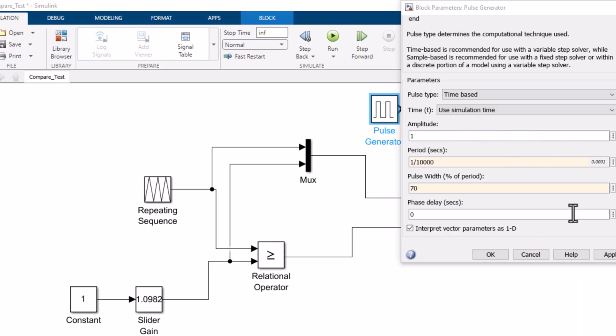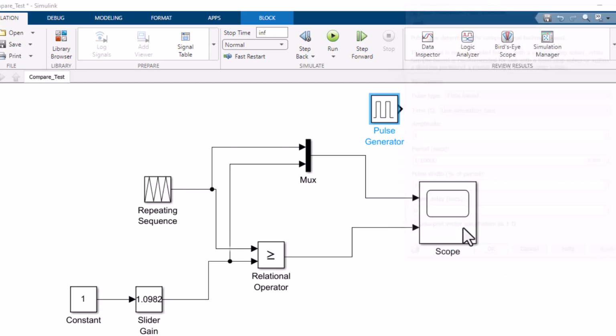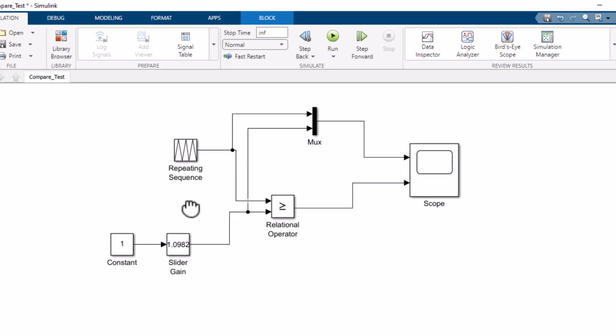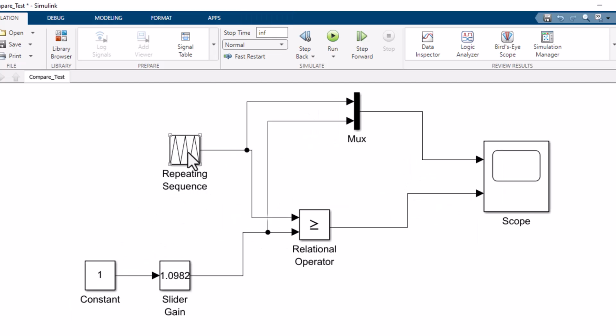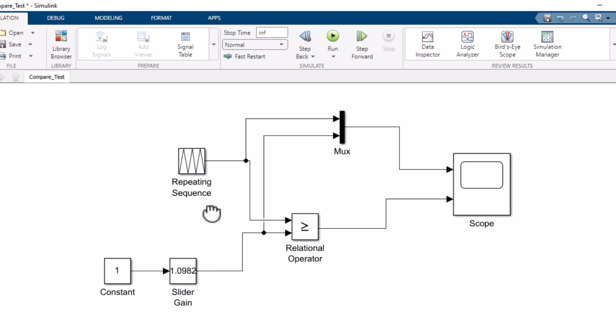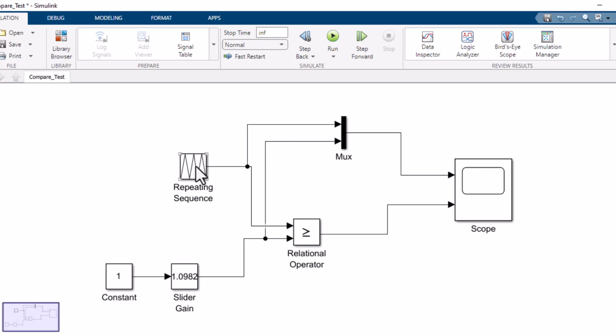You can also generate the pulses with the help of the compare test. That means we have to go for the intersection. What I am doing is intersecting one triangle wave with a constant. Triangle wave you can take by the repeating sequence block.